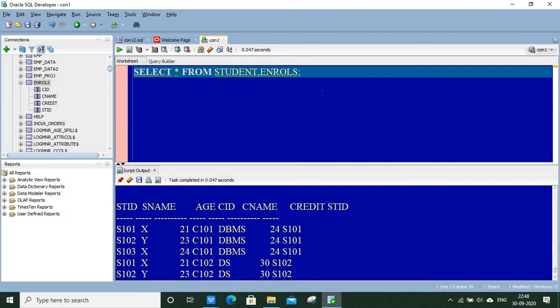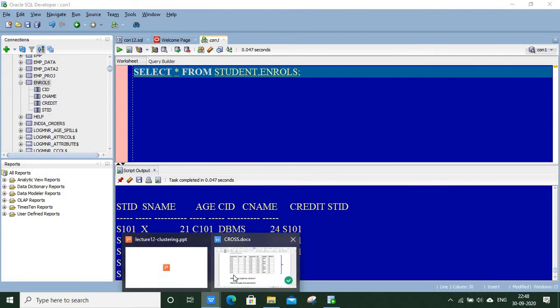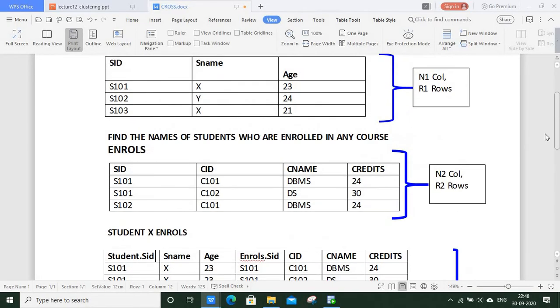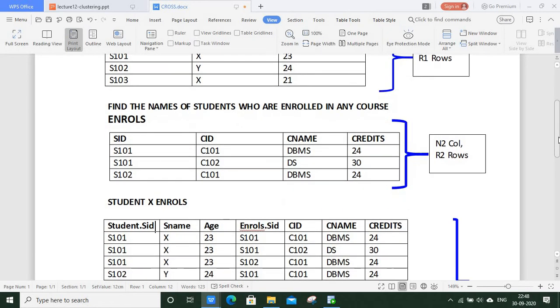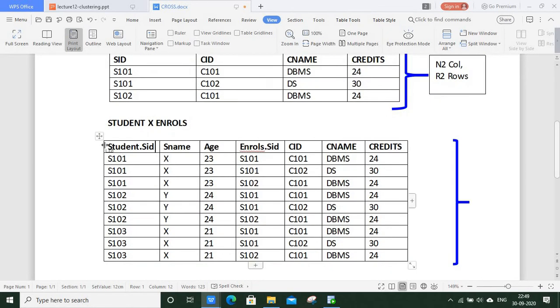Now suppose we have to find the solution to this query, that is, the names of the students who are enrolled in any course. Now how can we solve this query? For that we will take help of this table, and we will have to find the irrelevant and relevant combinations present in this table. Yes, we know that the cross join will be joining the two tables in every possible way. So some of the combinations will be relevant whereas others will be irrelevant.